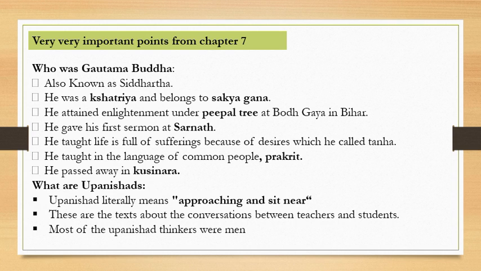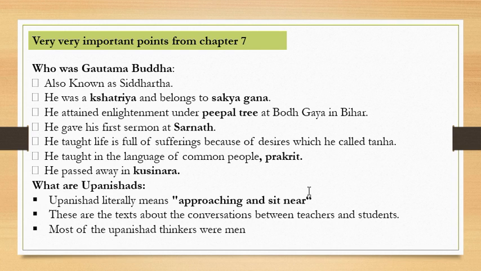So Gautam Buddha, as we all know, was also known as Siddharth. His original name was Siddharth and he was a Kshatriya by Varna, and he belonged to a particular sect of Shakyagan. Okay, and he attained enlightenment under the peepal tree in Bodh Gaya, Bihar, and he gave his first sermon at Sarnath, and he taught people the basic principle that life is full of sufferings and these sufferings are because of our desires.